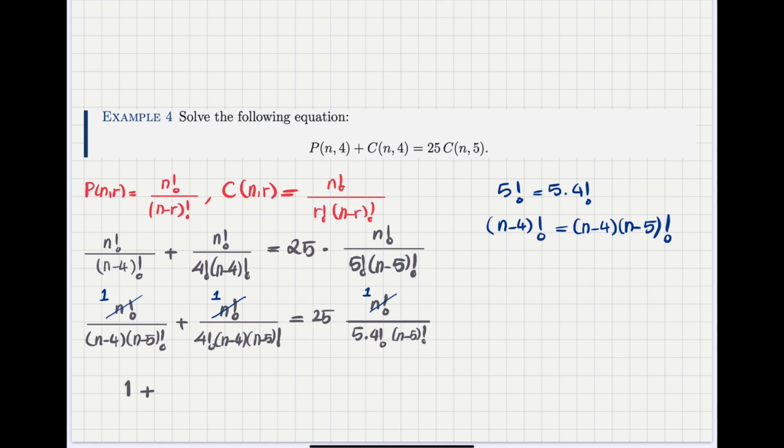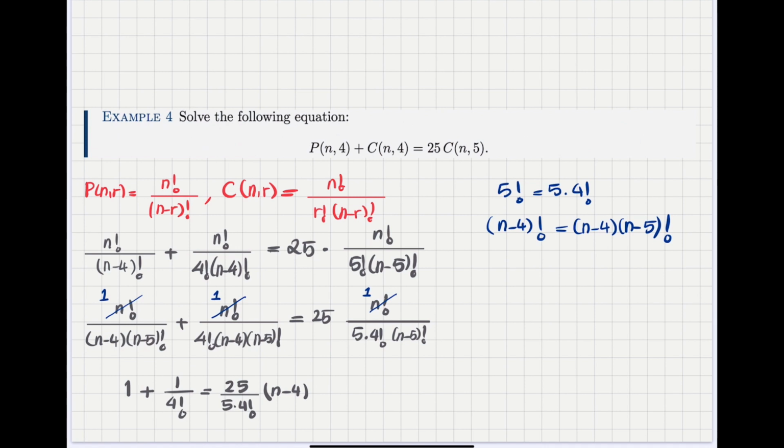So then the next one is 1 over 4 factorial. The next one would be what? 25 over 5 times 4 factorial, and then I will have n minus 4. Okay, agree with me? Let me explain.